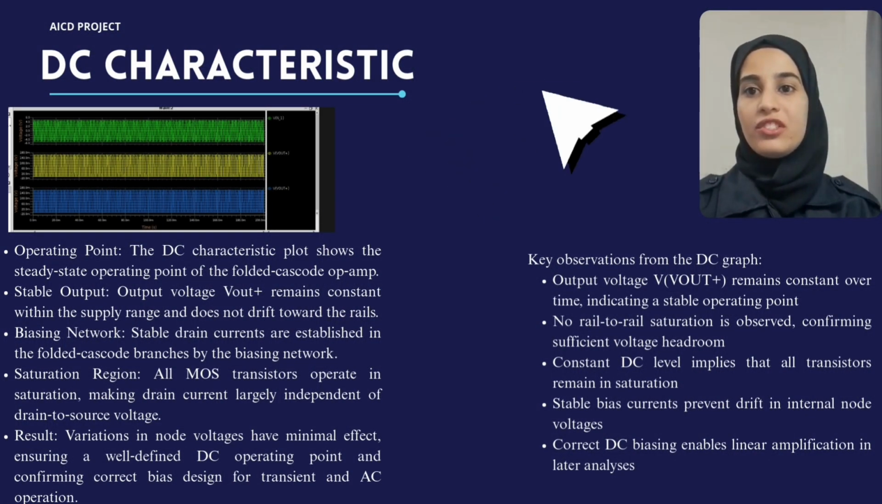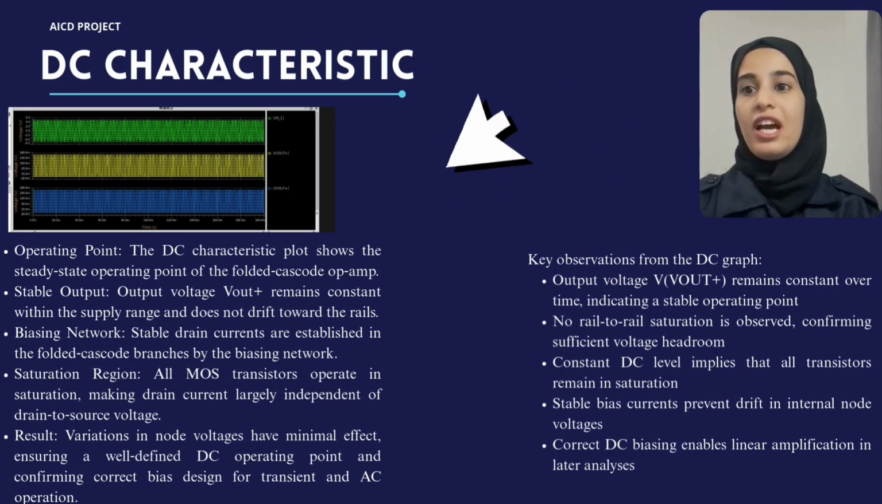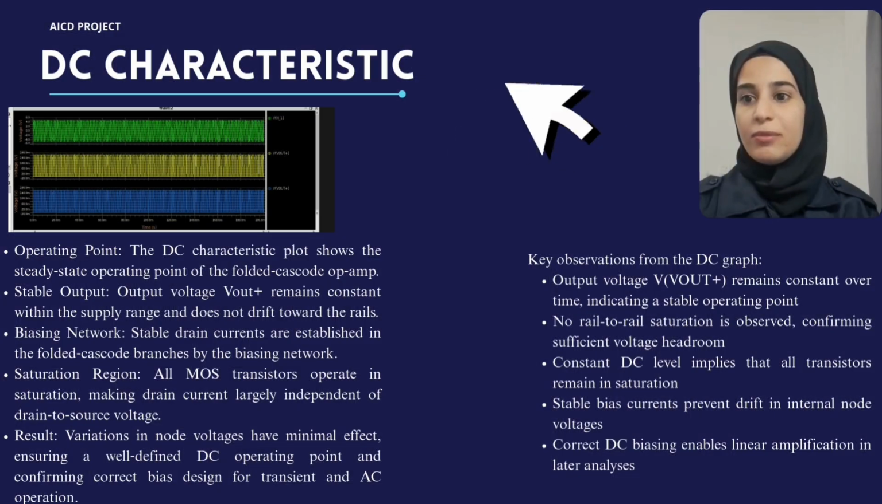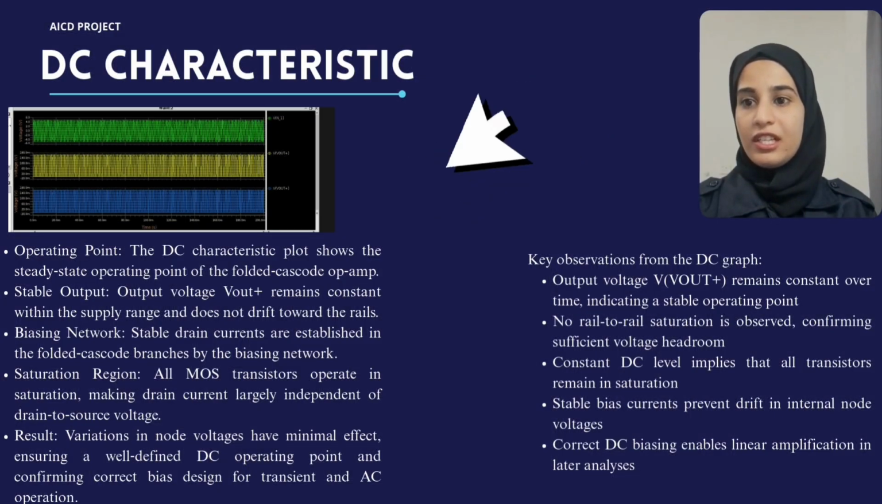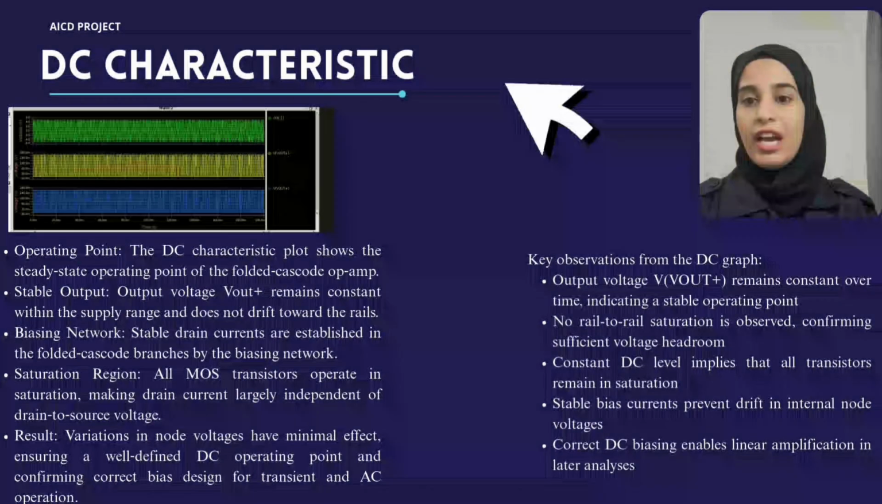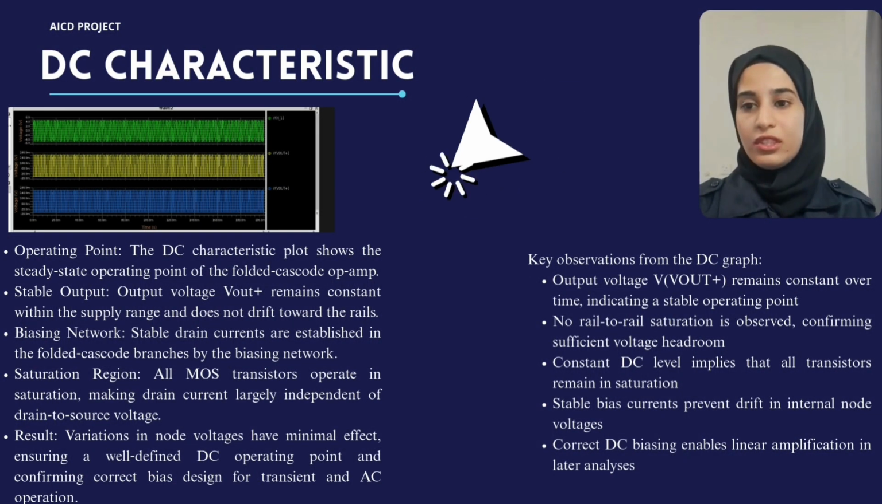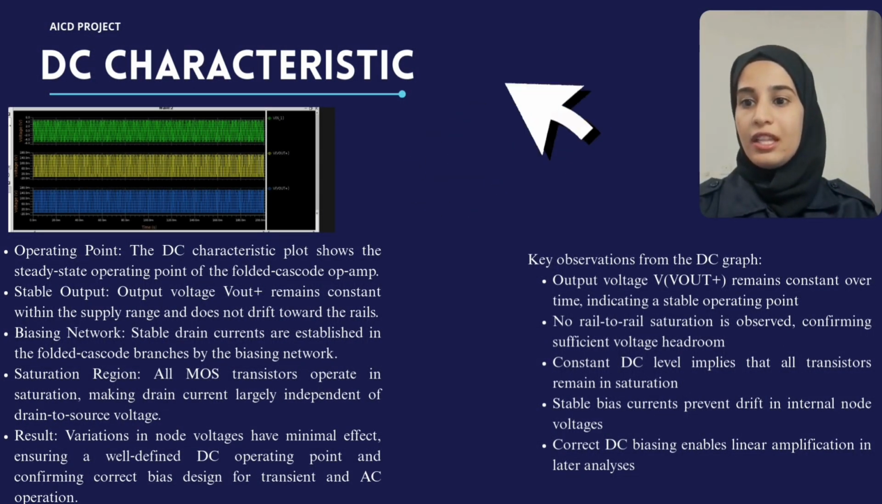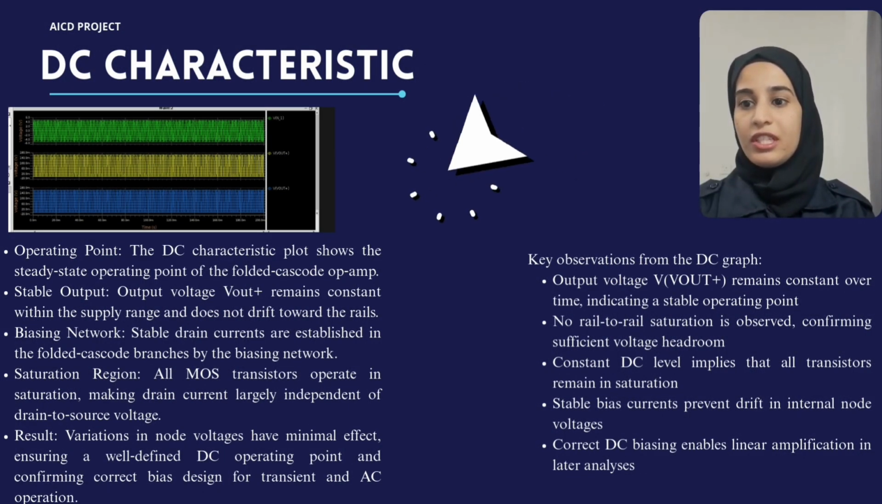The DC characteristics plot illustrates the operating point of the folded cascade operational amplifier under steady-state conditions. From the graph, the output voltage settles at a constant value within the supply range and does not drift toward either rail. This behavior occurs because the biasing network establishes stable drain currents in the folded cascade branches, ensuring that all MOS transistors operate in the saturation region, where the drain current is largely independent of the drain to source voltage. As a result, variations in node voltages do not significantly affect the output, leaving a well-defined and stable DC operating point. This confirms that the bias voltages and the current sources are correctly designed and that the amplifier is properly biased for the subsequent transient and AC operation.